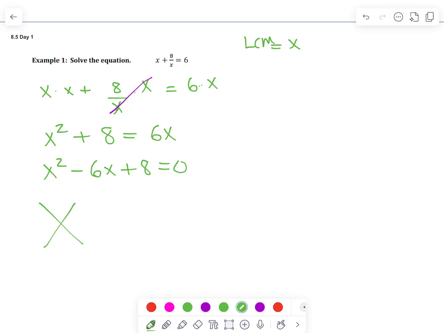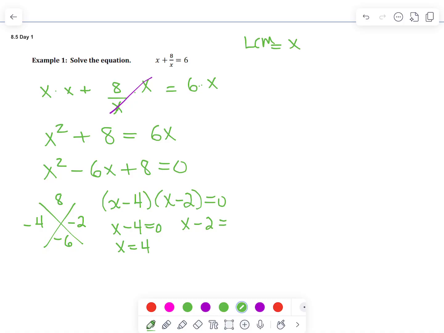So we set up our diamond. What are the factors of 8 that add to negative 6? And that's negative 4 and negative 2. So in factored form, it'll be x minus 4 quantity, x minus 2 quantity. Then we set those factors equal to 0 and solve for x. So we add 4 to both sides. Set x minus 2 equal to 0, solve for x, and we get 2.